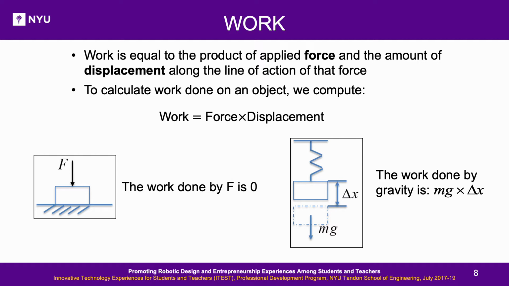If you push on an object and it doesn't move, then no work is done. For instance, if you hit a wall hard, the force applied to the wall will not do work. This is because the wall displacement is 0 in this case. In the case of a spring, work done is the product of the force applied and displacement caused in the spring.